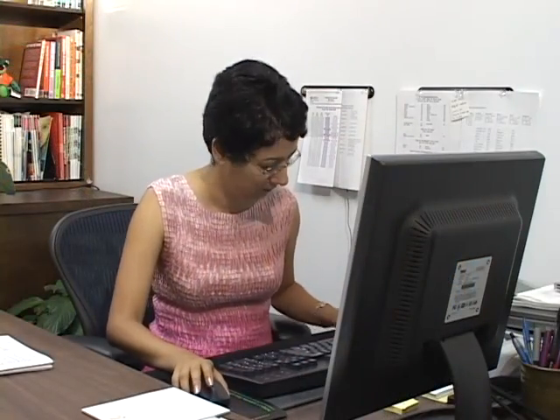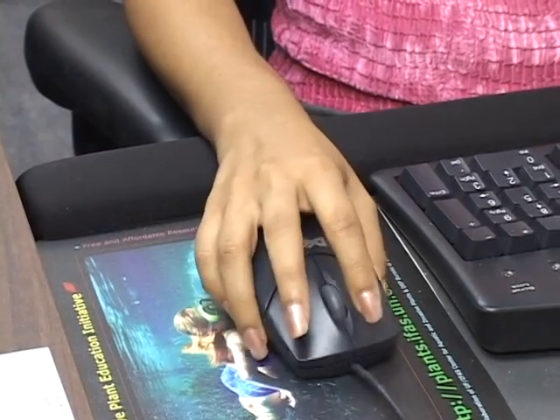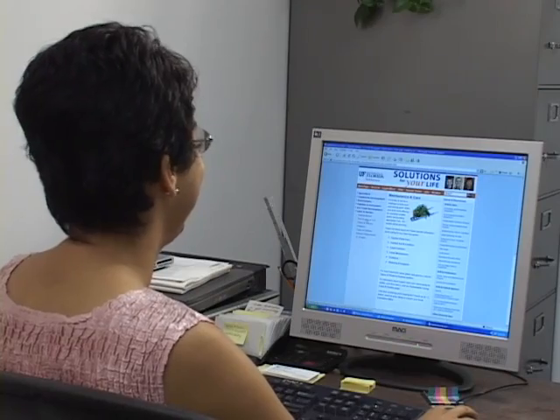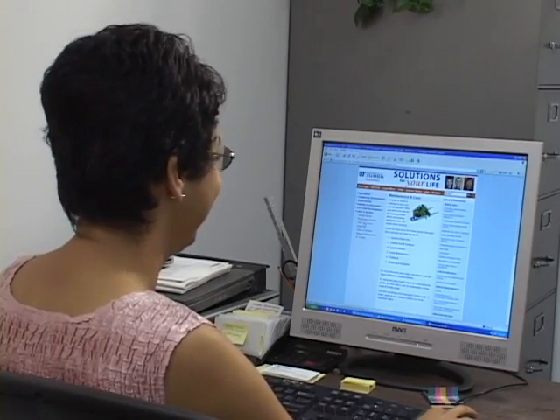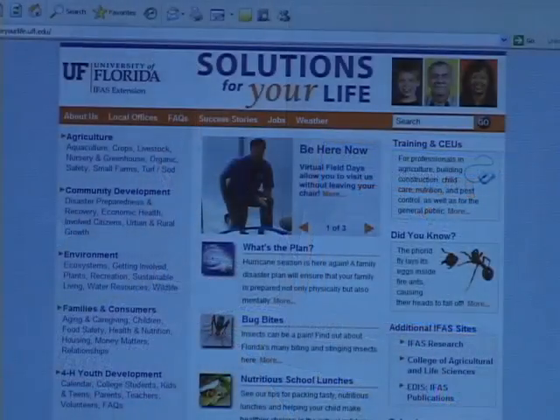But the beauty of Extension, in my opinion, is that not only is there the web presence, but we also have an office in every county. So if you really do get stuck by the limitations of technology, you can always pick up the phone and call for that one-on-one. And on every single page in Solutions for Your Life, we have a way to contact your local Extension office. So I think that this particular type of technology makes use of the old-fashioned way and also the new technology of the internet.